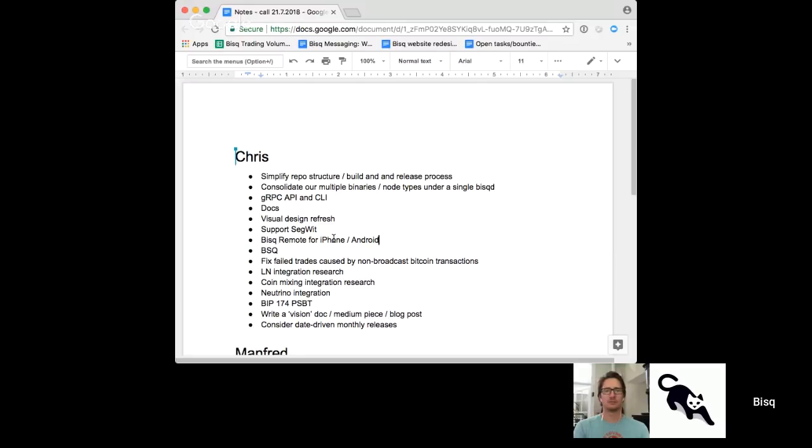And here this should probably be higher in the list, is fixing failed trades caused by non-broadcast Bitcoin transactions. So that's kind of inside baseball. I won't go into the details about that, but we do have occasionally failed trades on Bisq, and that's of course an inconvenience for everybody, and it causes us to do reimbursements for lost fees, and it's a kind of a pain in the ass in the arbitration workflow and so on.